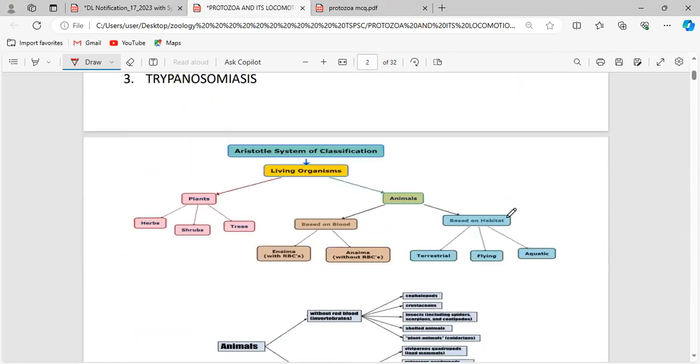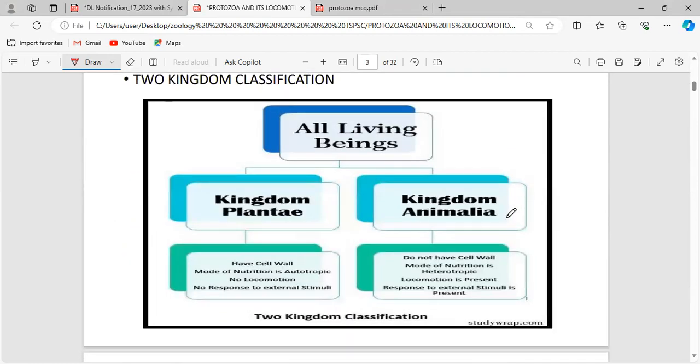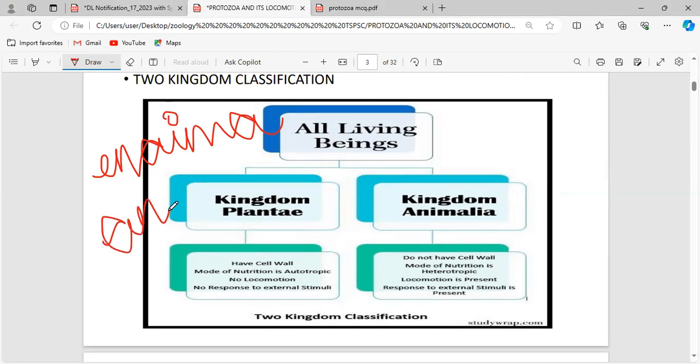Okay, what is Enaima and Anaima? Who classified the animals into two groups based on their RBC? Anything you have to say? Okay, very good. And what type of classification is this? Enaima and Anaima was put forth by which scientist?